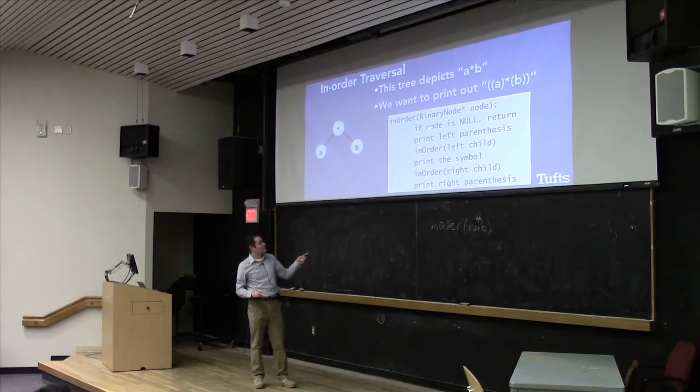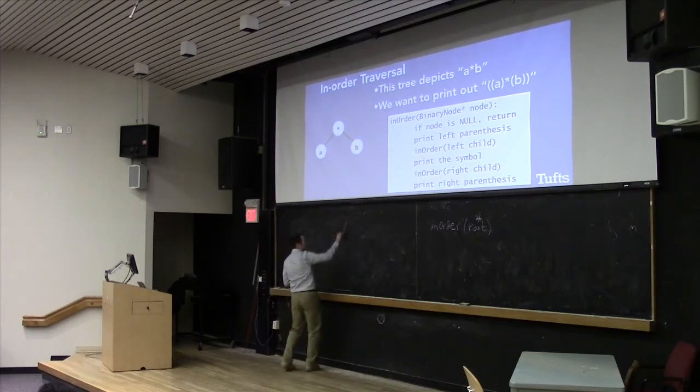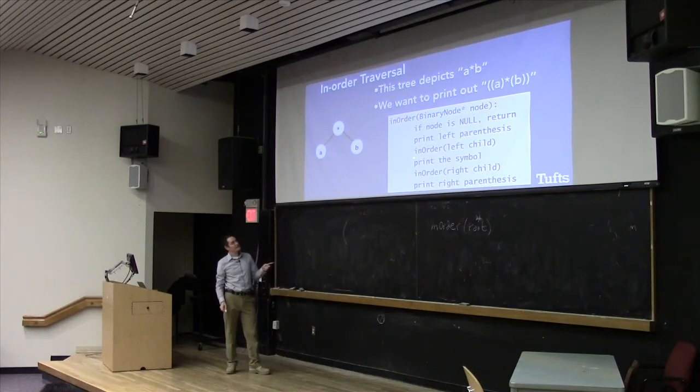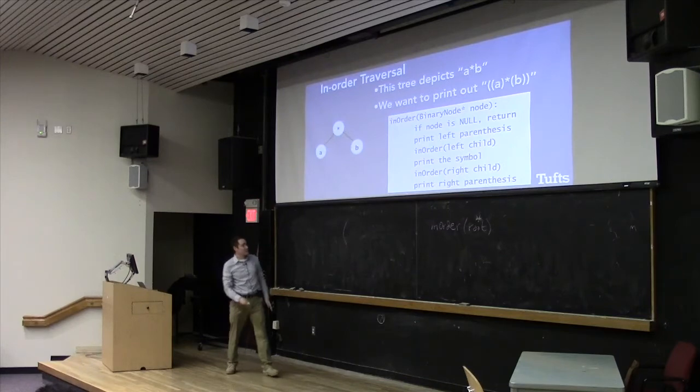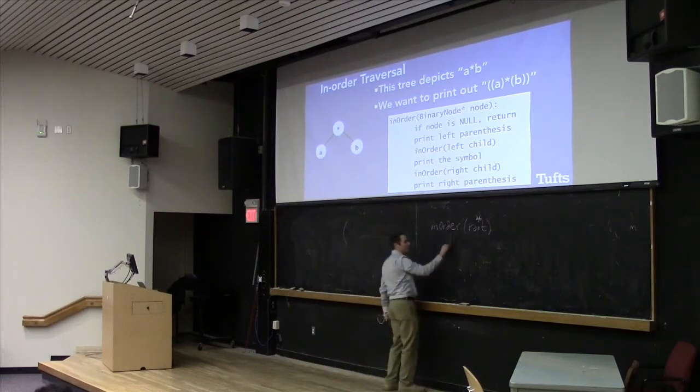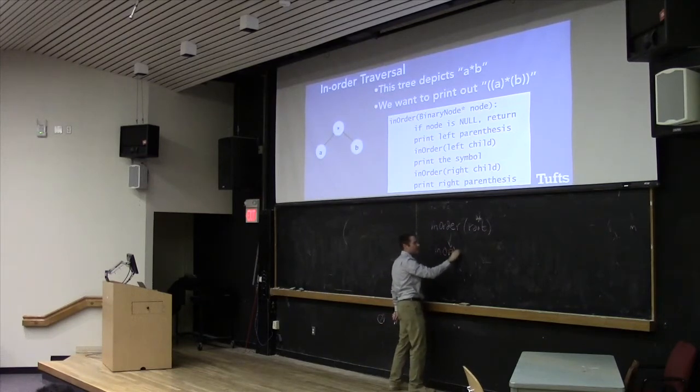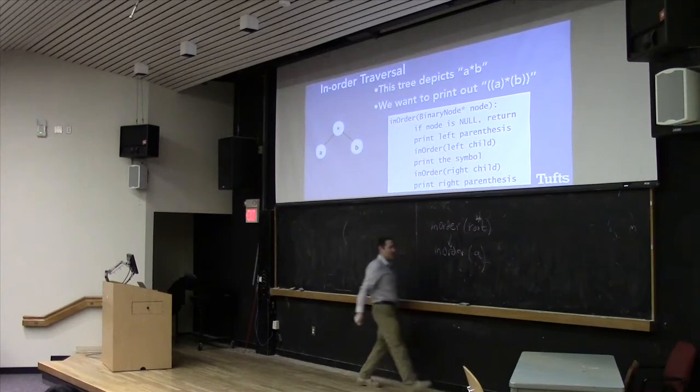It goes through and it says, is node null? No, node is not null. It's got a star in it. Print left parentheses. Okay, so we print a left parentheses. Then it says in order left child. Okay, so that means call this left child. And so what's happening is we're now outside the in order function for star, and we are in the in order function for A in this case.